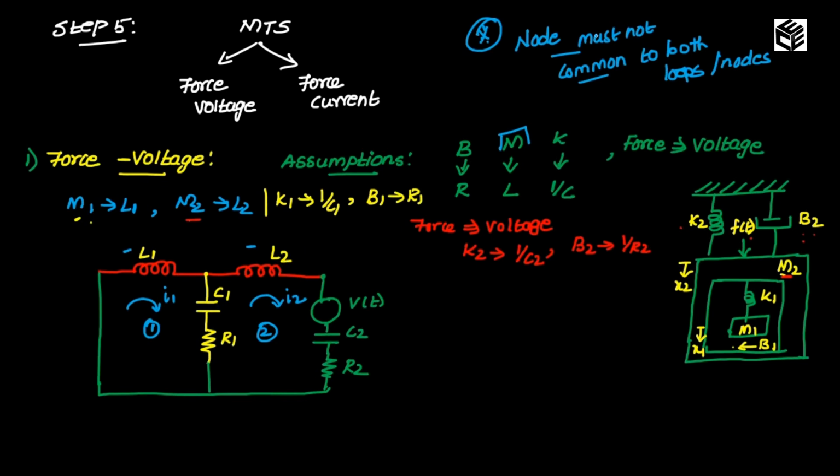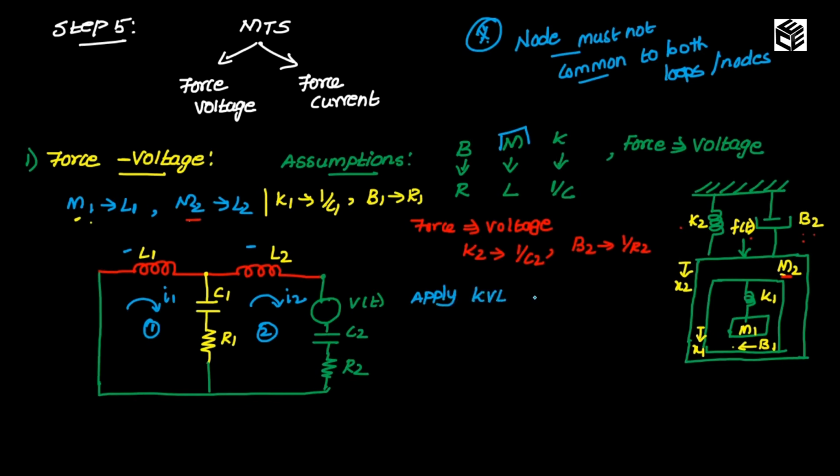Okay, so I told you a condition, right? Nodes must not be common to both the loops. So here one loop contains only one node. There is no common node between two loops. Okay, understood? Okay.